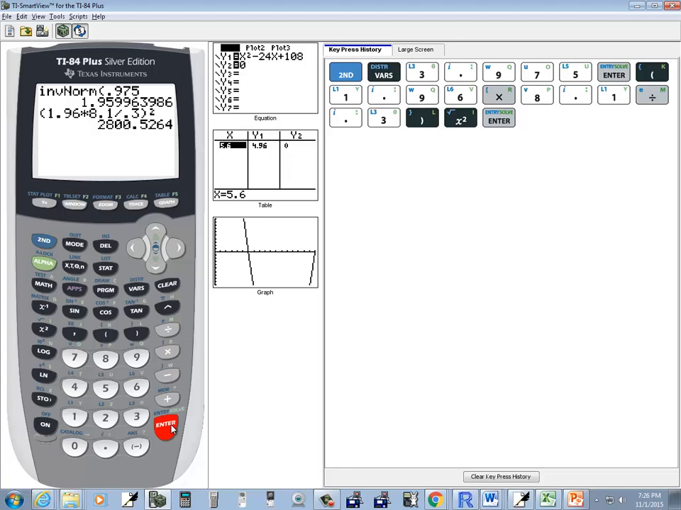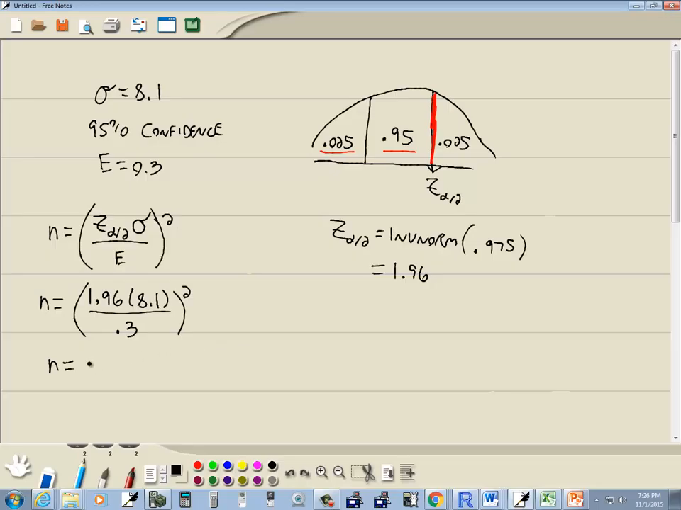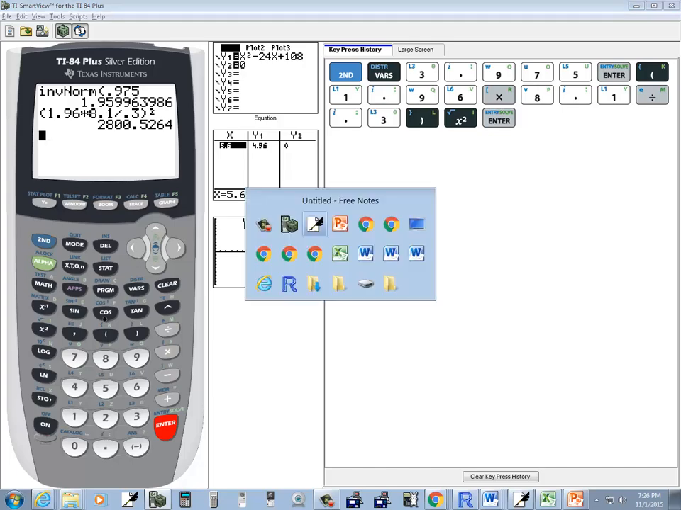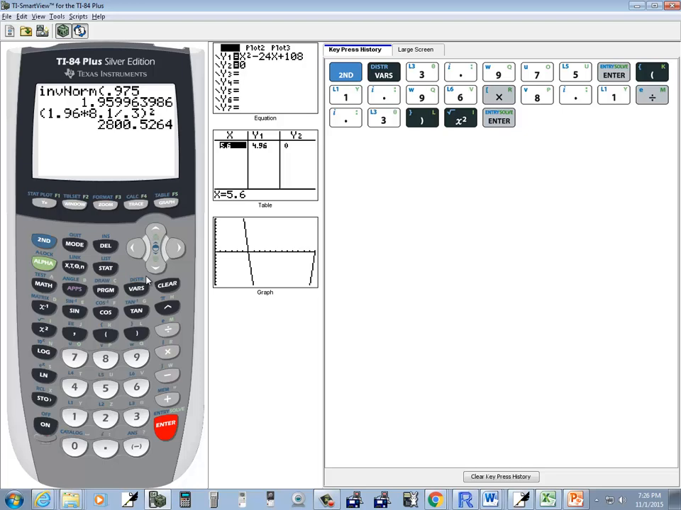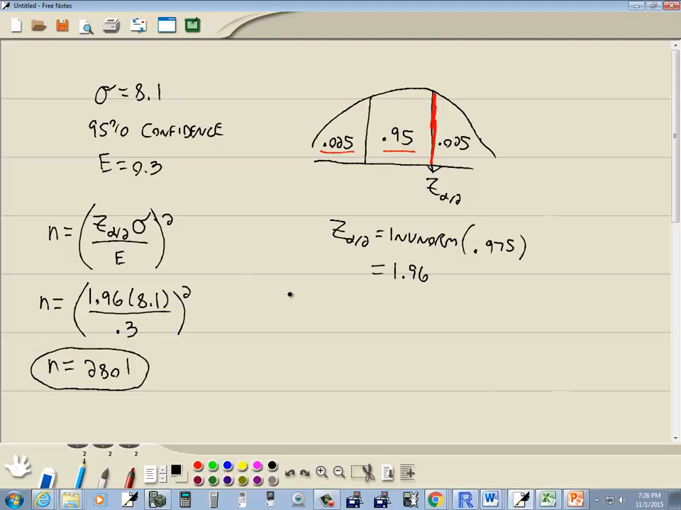And press enter. Now we always want to round up. So this is 2800, so we go to 2801. Now it does not matter what your decimal is. This one we would round up anyway. But it doesn't matter what your decimal is. If you have any decimal at all, you always take this to the next integer. That always ensures you have enough in your sample. So our answer we'd enter into the computer is 2801.